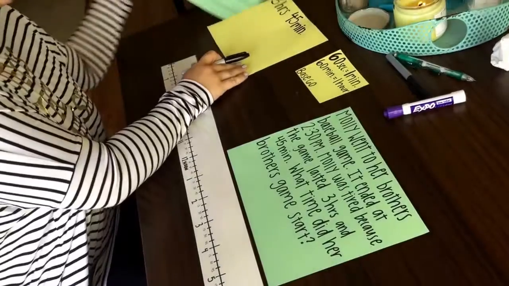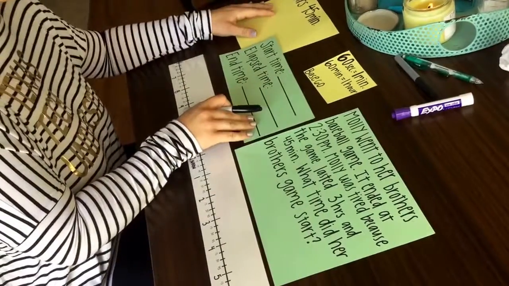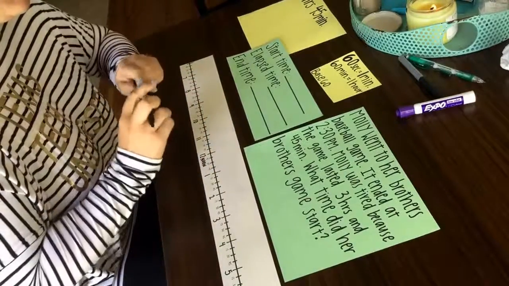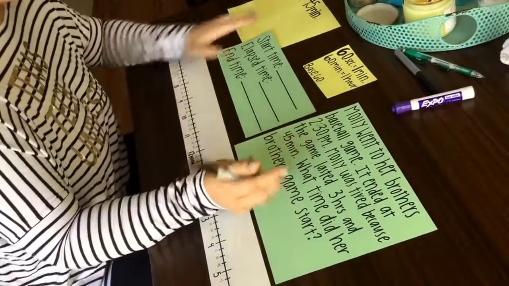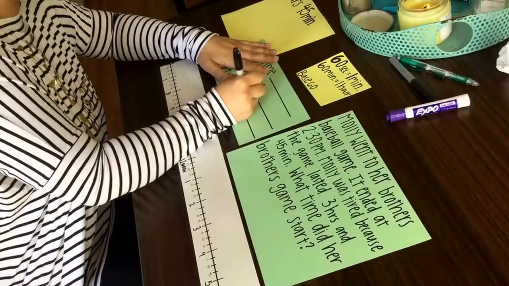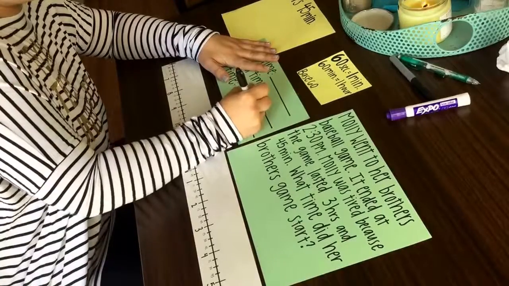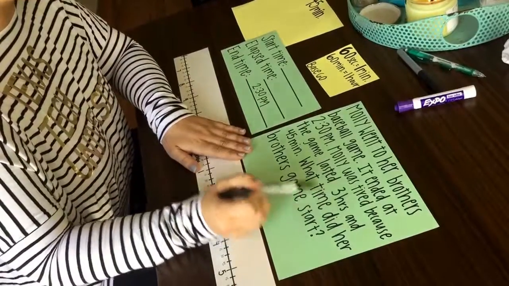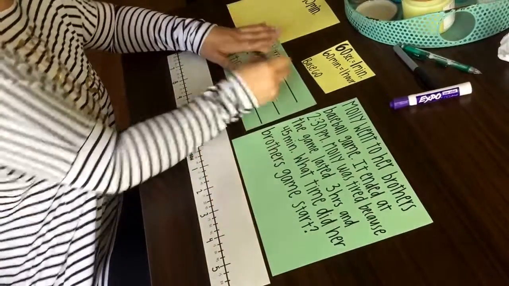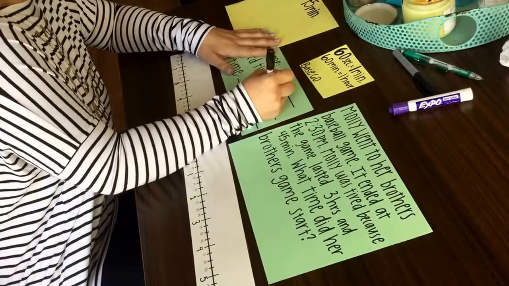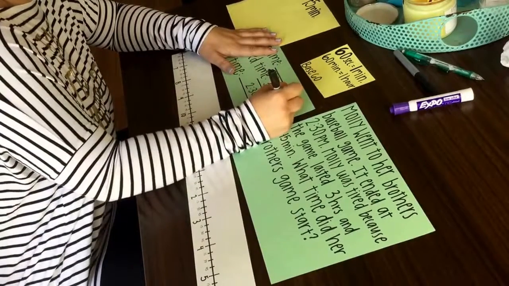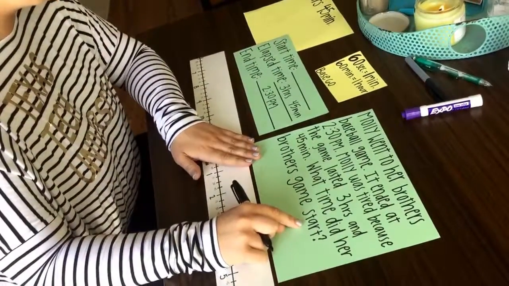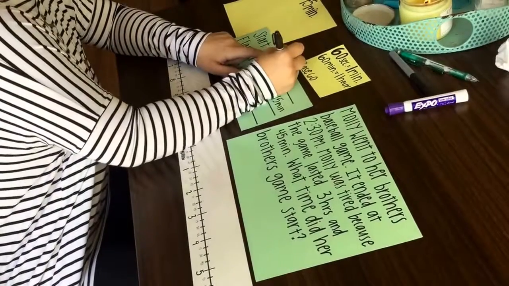So if we look at our word problem, there's going to be 3 different things we need. We need a start time, an elapsed time, and an end time. Our word problem says it ended at 2:30 p.m., so we know our end time is 2:30 p.m. We also know that it lasted 3 hours and 45 minutes, so our elapsed time is 3 hours and 45 minutes. The word problem says, what time did her brother's game start? So our start time is our unknown.